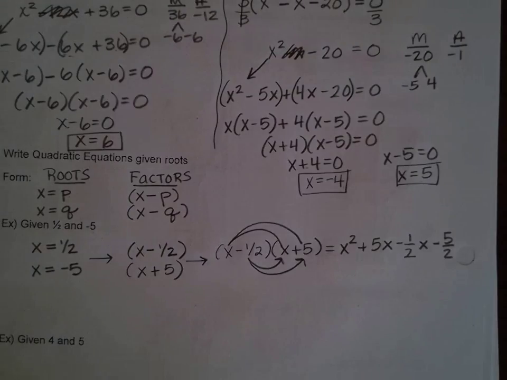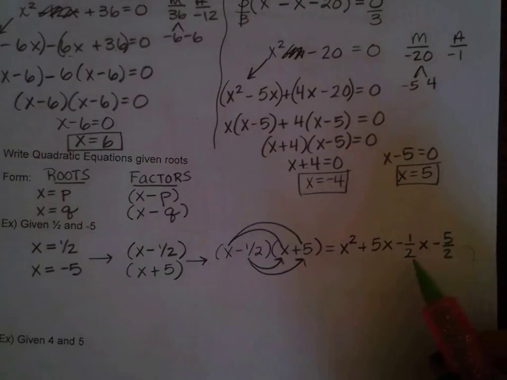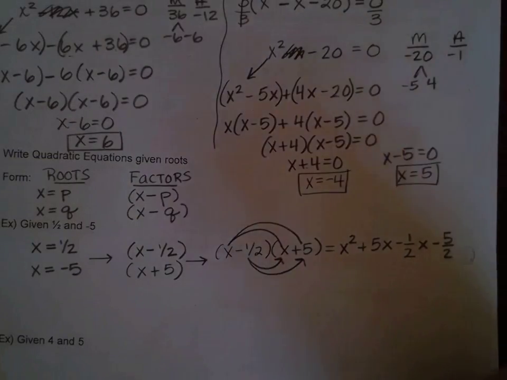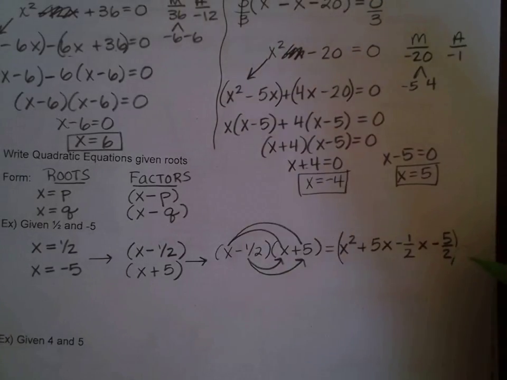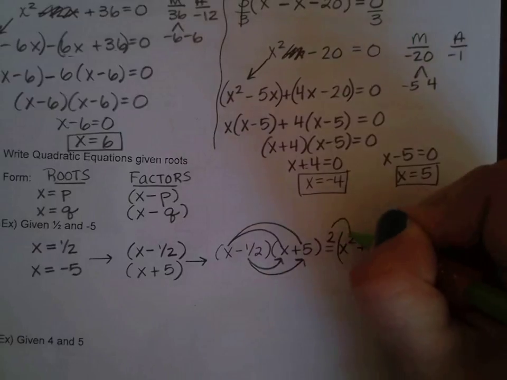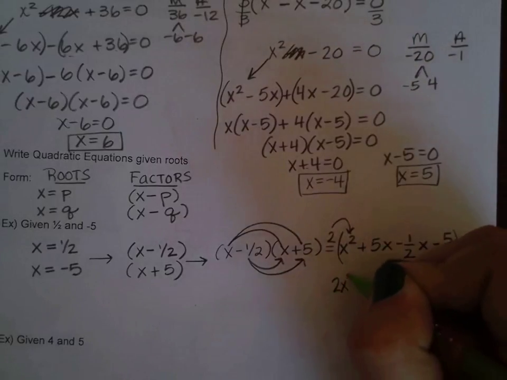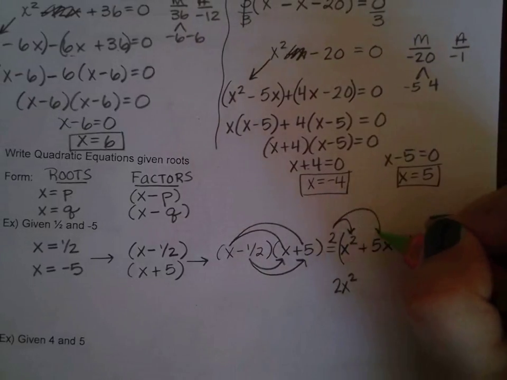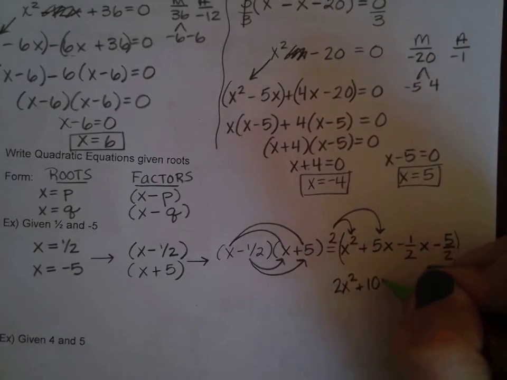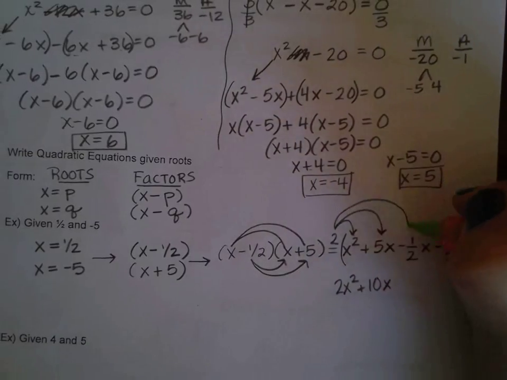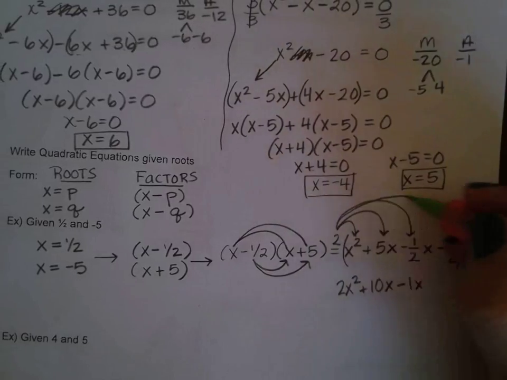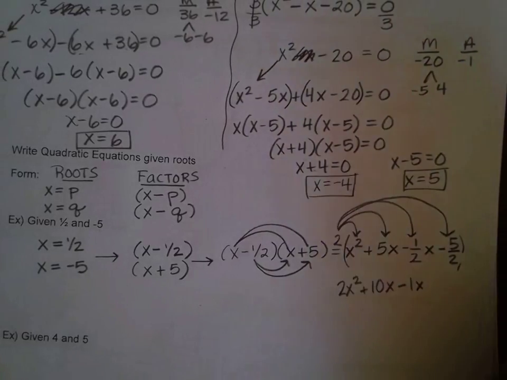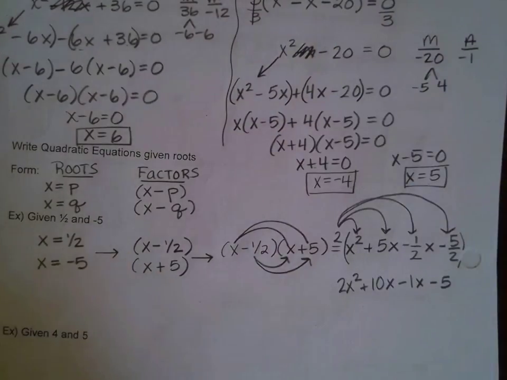Gotta have all integers. So do you see that there's a 2 in the bottom here? So to get rid of this, I'm going to multiply everything by 2. So 2x squared. 2 times 5x is 10x. 2 times negative 1/2 is negative 1x. And 2 times negative 5/2 is negative 5.